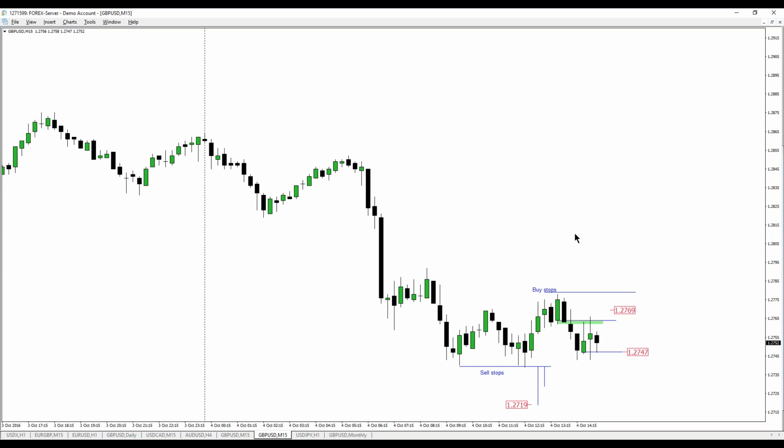I would not want to buy it. No, I wouldn't want to buy cable here. Even if it went above 127.69, I wouldn't be interested. All right, watch this candle here. Got a new 15-minute candle open. We gap down below the body of the candle here. Let's see what we do.